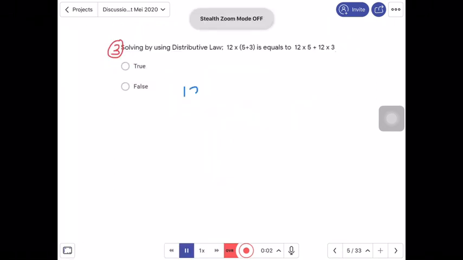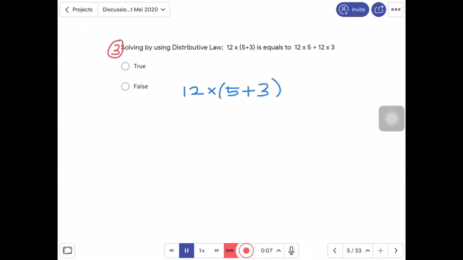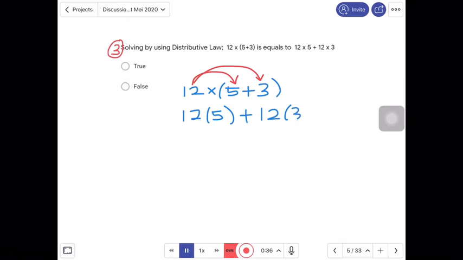Okay, we have 12 multiply 5 plus 3, and we are going to solve this using distributive law, which means the 12 here, you have to multiply with everything inside the bracket, all terms inside the bracket. So 12 times 5, and then 12 times 3, and we are going to add them. So 12 times 5 plus 12 times 3. Okay, so yeah, it's correct, it's true.